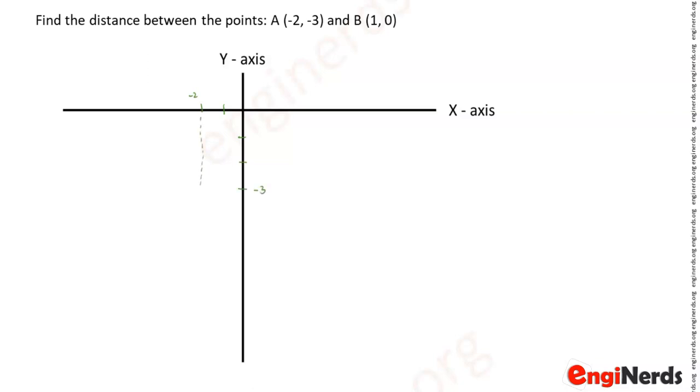Therefore, ang point A natin is located somewhere here. So, this is our point A, which is negative 2, negative 3. And then, locate naman natin ngayon yung ating point B, which is 1 and 0. So, 1 and 0. So, 0 ang ating Y. Therefore, ang ating point B ay nandito sa x-axis. So, ito ang ating point B. And then, we are measuring the distance between the 2 points. So, ito yung distance na kailangan nating i-measure.